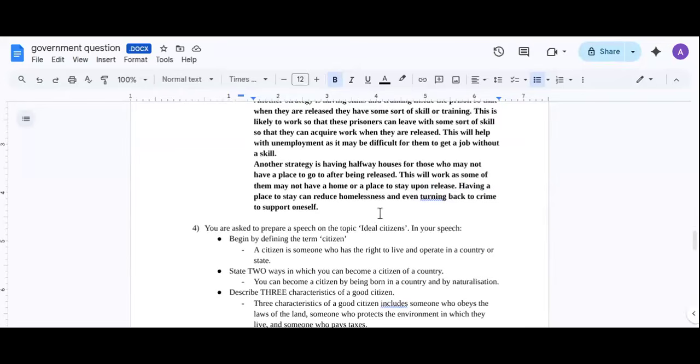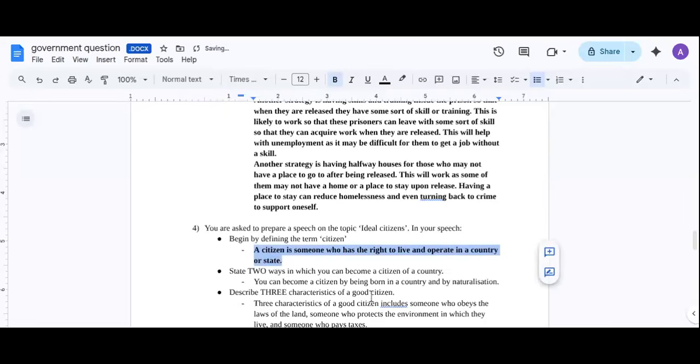You are asked to prepare a speech on the topic ideal citizens. In your speech, so of course, it's a speech. Good day to the citizens of Grenada. I am here to talk about the topic of ideal citizens or being an ideal citizen. What is a citizen? And this is where we start and begin by defining the term citizen. A citizen is someone who has the right to live and operate in a country.